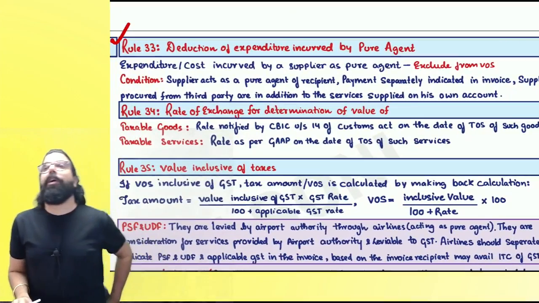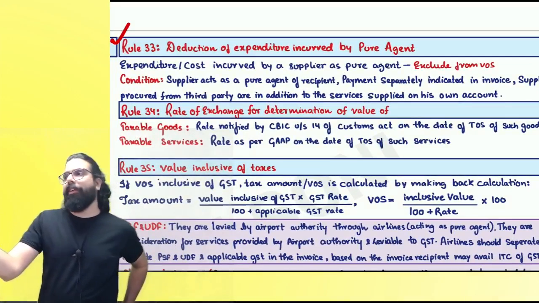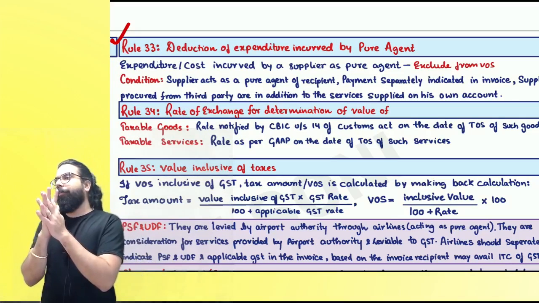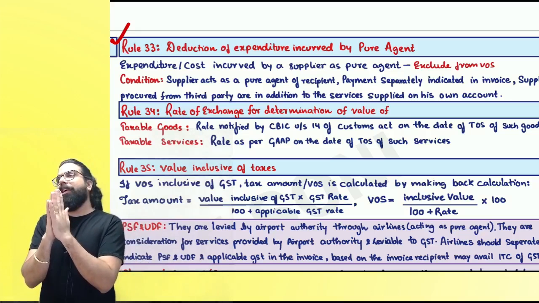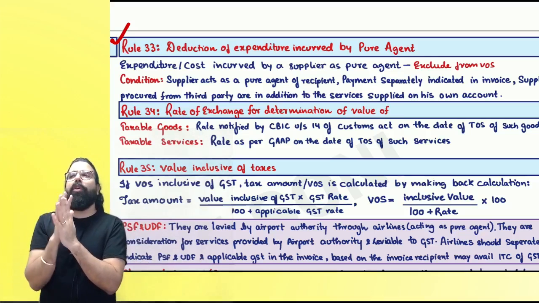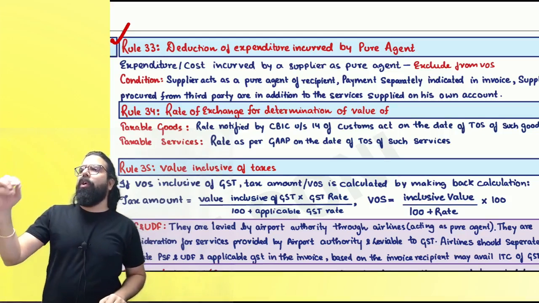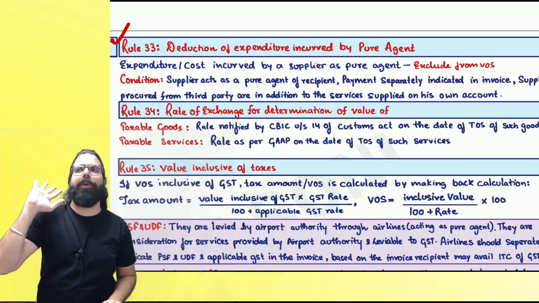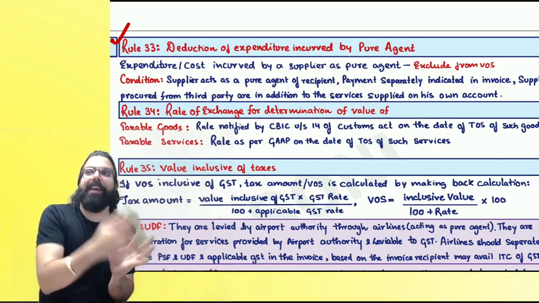Now we have rule number 33, which says, if your heart is pure and you are a pure agent, whatever amount is being collected by a pure agent will always be excluded from the value of supply. Everyone listen to me very carefully. I told you, I will get your goods cleared from the port. Are we clear? Going, staying, everything will be my responsibility. I'll take 10,000 rupees. Now you told me, sir, when you are going to the port to get my goods cleared, pay the custom duty also.